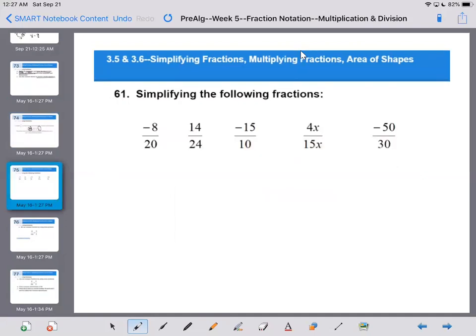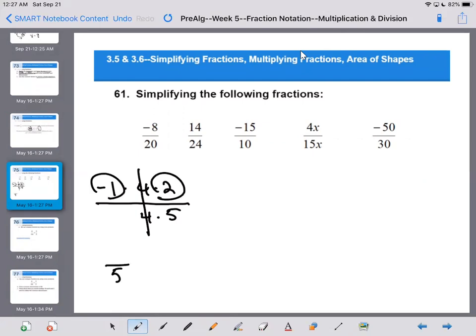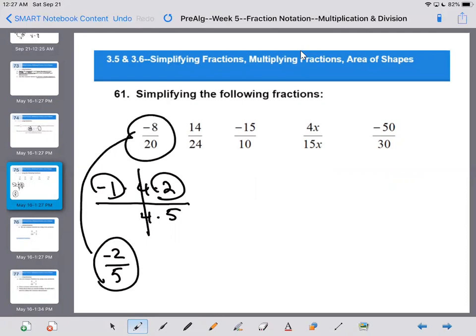So if negative 8/20, I can think negative, let's see, I know it's a negative 1, and then how about 4 multiplied by 2? And 20 would be 4 multiplied by 5. So here's where I could divide these factors out, which would give me 5 in the denominator, but negative 1 times 2 would be negative 2/5. So negative 2/5 is just the simplified version of negative 8/20.